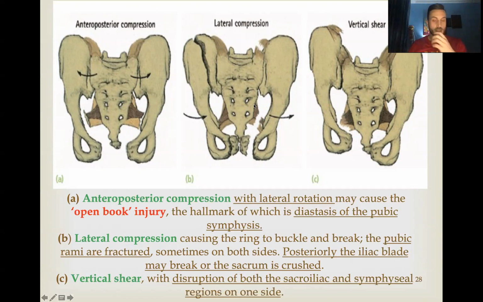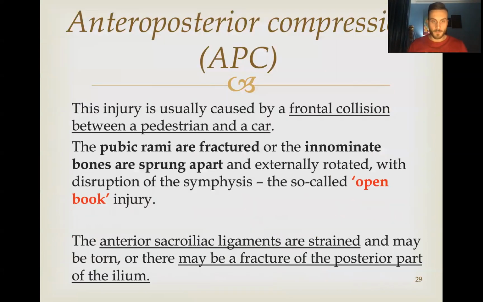Usually in the lateral compression, there will be 2 points of breakage in the ring. So you can see here in the pubis, there is a fracture and in the ilium. So this is an unstable fracture because we have 2 points of fracture. Vertical shear is the worst. You can see the right hemipelvis is going up. So the whole hemipelvis is going up.